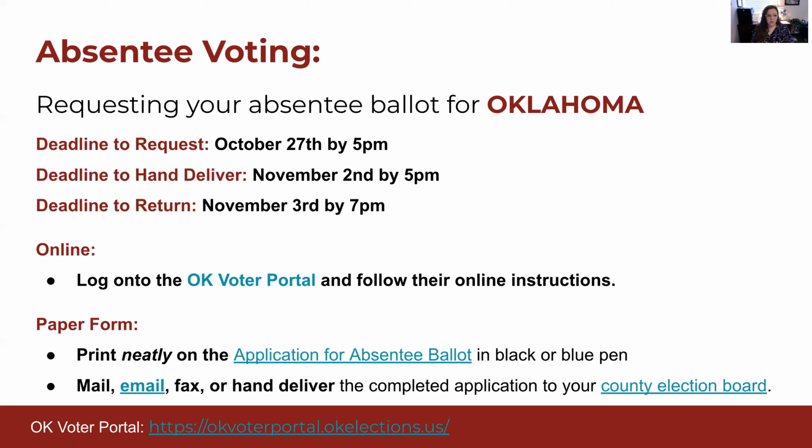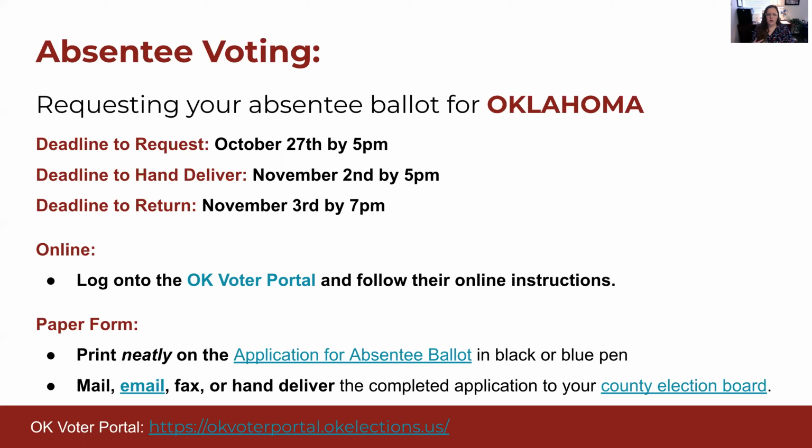There are a couple of ways for you to request your absentee ballot. Honestly, the best way to do this is online through the OK Voter portal, because they've got great instructions. It's all within the system. You don't have to worry about printing and filling out anything or finding an envelope. So I really recommend doing this directly through the voter portal, and I'm going to walk you through that in the slides ahead.